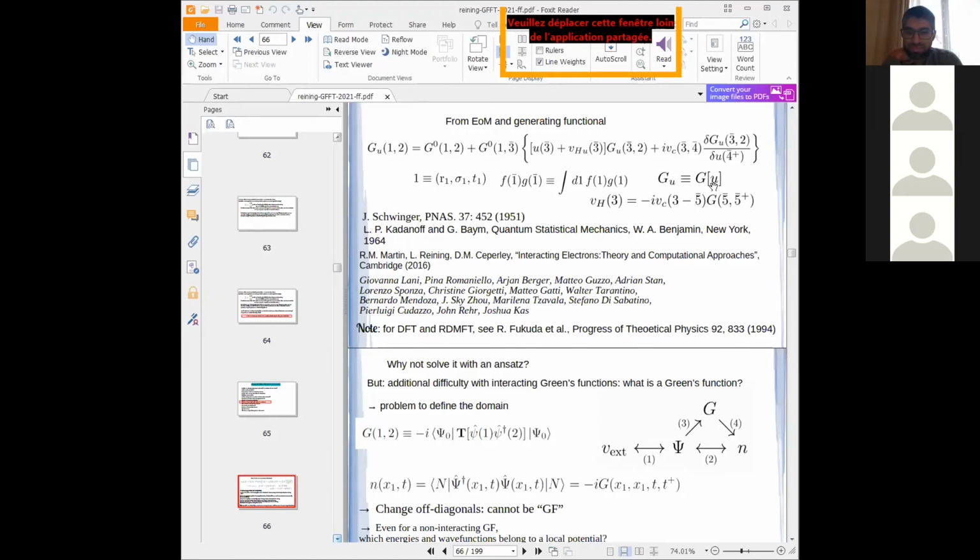And people do this, for example, when you have an open shell atom, you would just take a symmetry broken state. Otherwise, you can of course make the problem larger by having a Green's function matrix with all the states, and then you would have to work in this way. For example, if you have superconductivity, you have the normal Green's function and the anomalous Green's function.